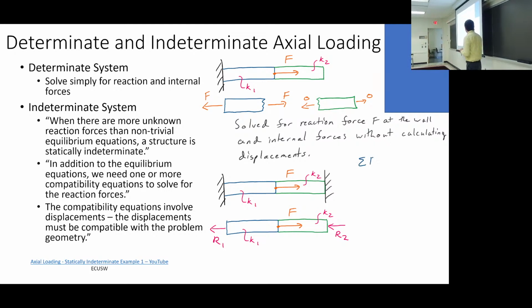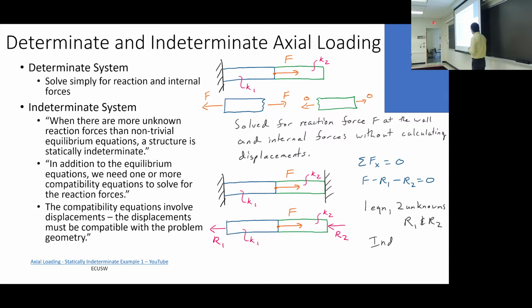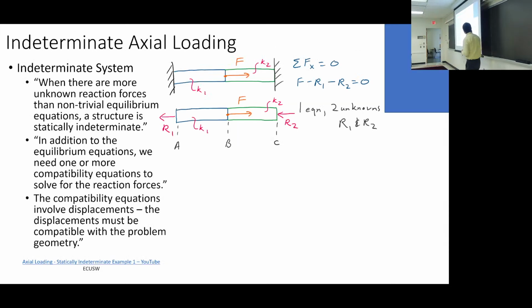So what do we do? Well, we first will use equilibrium and find our conundrum. We have two unknowns and one equation in equilibrium. Right? So this is a problem, and so it's considered to be indeterminate. Now this is just rewriting the same things. We have one equation and two unknowns. We need to get to two equations and two unknowns.